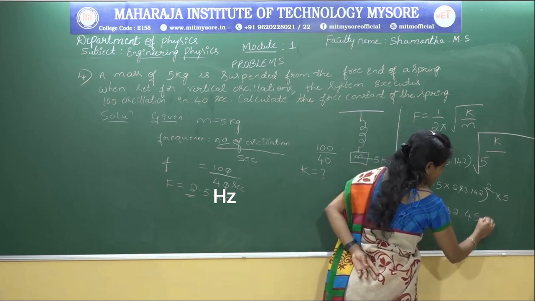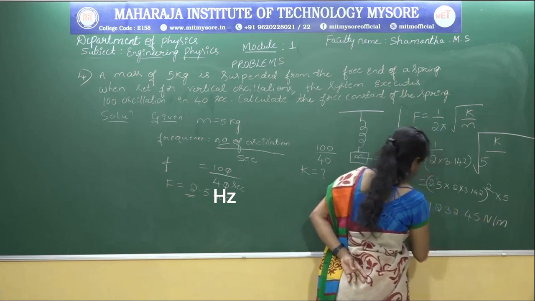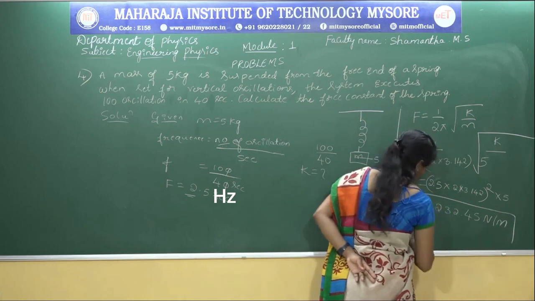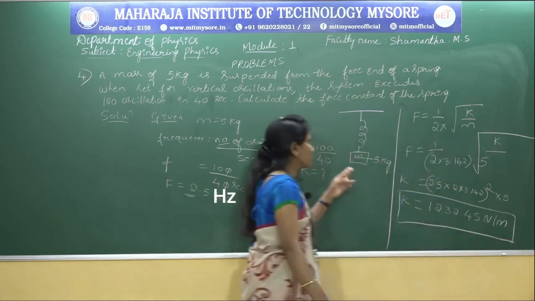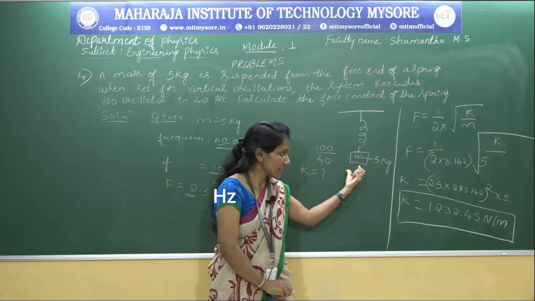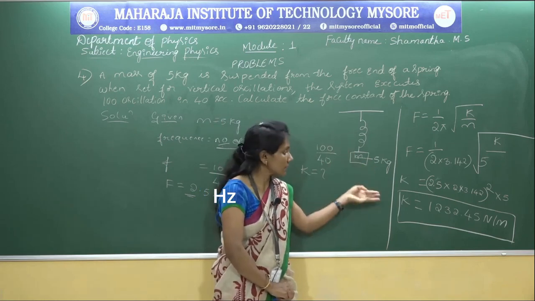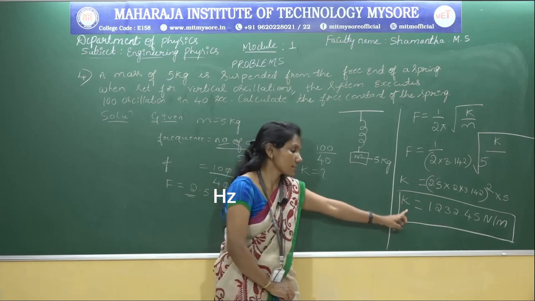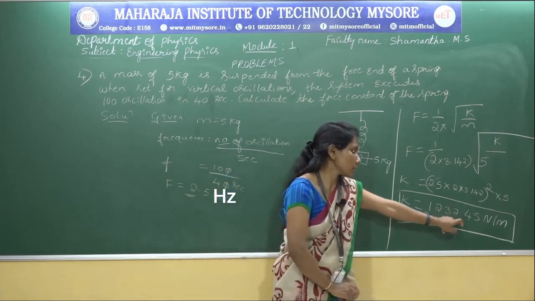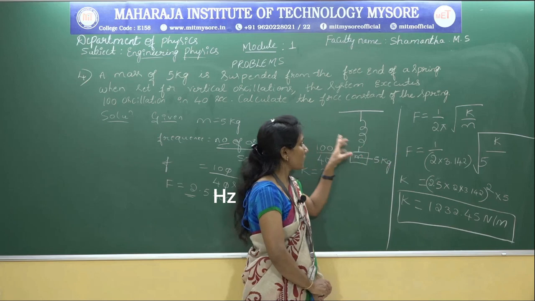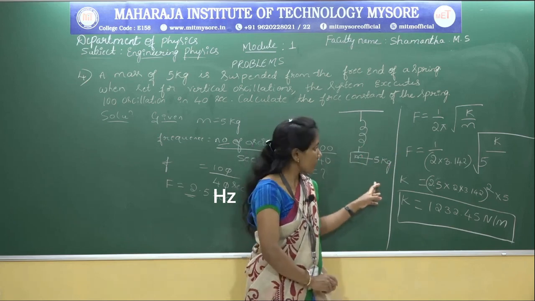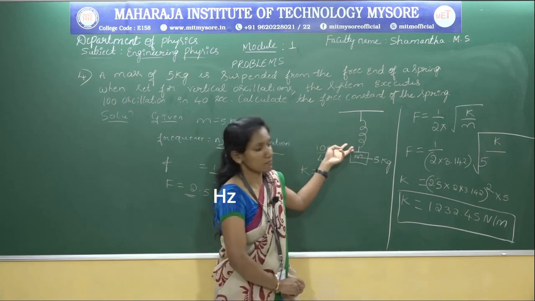1232.45 Newton per meter. What is the unit for this spring constant? So, when the spring is attached with the mass of 5 kg, what is the spring constant of that spring? That is K is equal to 1232.45. So, that is the spring constant value for this spring.